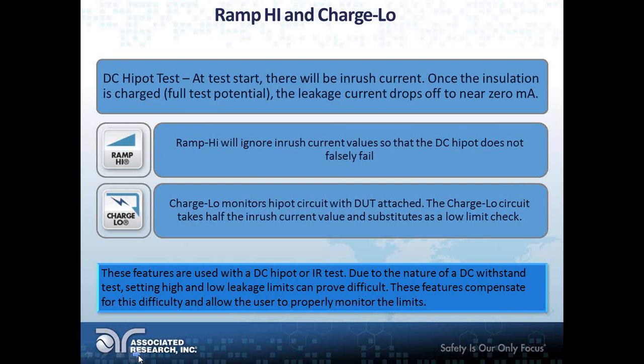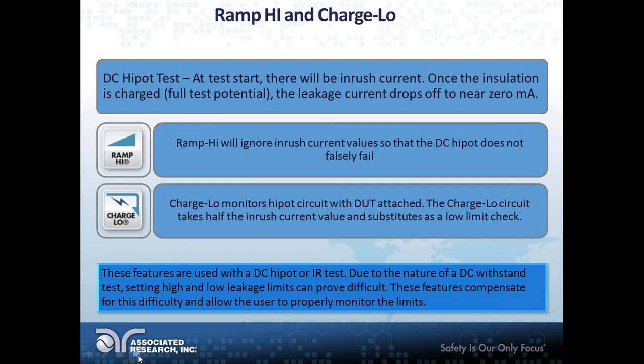We have a feature called ramp high on our units, and for a DC Hipot or IR test, and by IR I mean insulation resistance test, you can turn it on or off. It's neat because if you turn it on, it basically ignores the inrush current value, so it ignores the high limit during the ramp up, and only pays attention once you reach the dwell cycle.